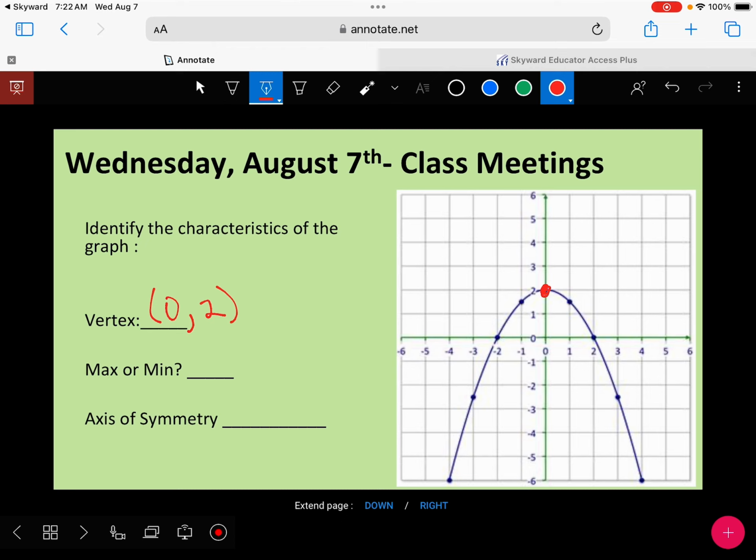All right, raise your hand if you think it's a maximum. Who thinks it's a minimum? All right, I agree it's a maximum because it's the highest point. And the axis of symmetry is always this number right here. You started off as x equals, and this would be 0. Any questions about those first three?